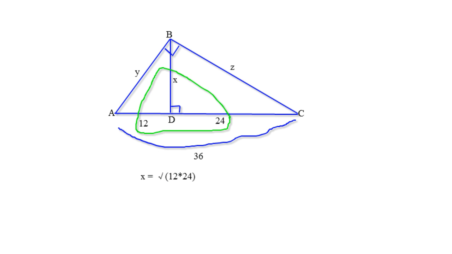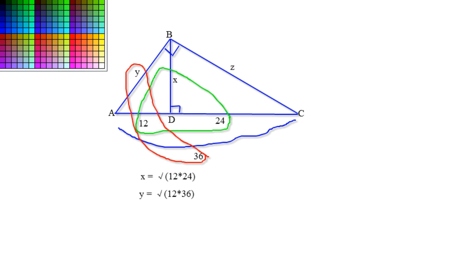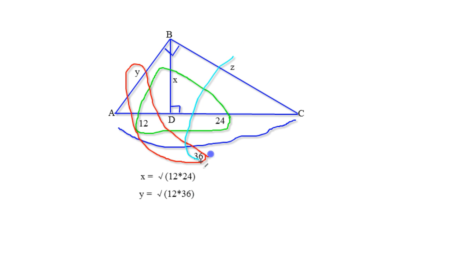Now if you wanted to find y, you would need these three numbers. And this is the really cool thing behind this. Y is the square root of 12 times the entire length. Voila. And here's the cool thing. You can probably see where this relationship is going to go. Z is going to be these three parts right here. And Z is going to be the square root of 24 times 36. And you can actually work those out.